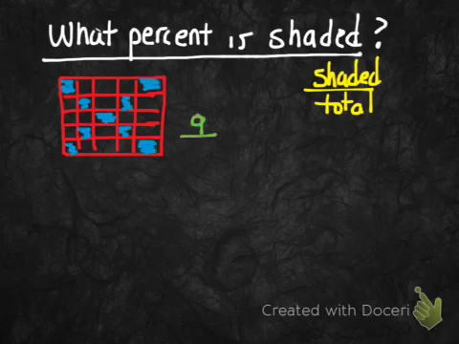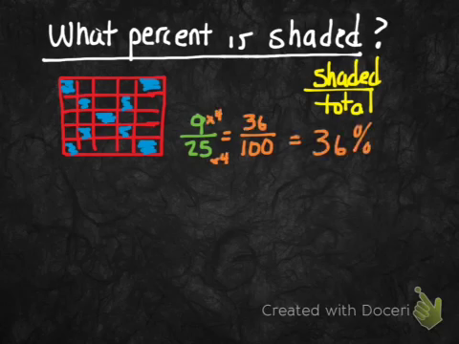Okay. And what percent of this is shaded? Ooh, I already kind of started that for you. We have 9 squares that are shaded. And what's the total amount of squares you have there? It's a 5 by 5, so 25, yep. And then what we were just doing, give it a denominator of 100, times by 4. And there's your percent, 36%. Okay?